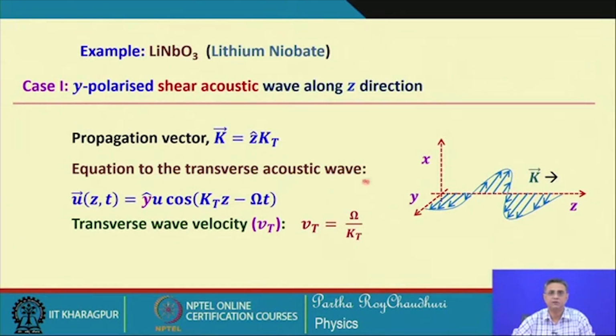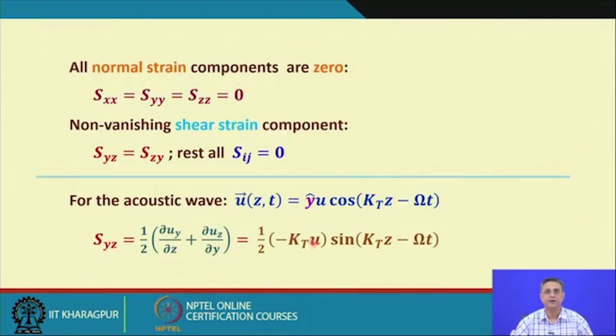So, the case that we are going to discuss is the y polarized acoustic wave that is travelling in the z direction, and the propagation vector for this acoustic wave will be represented by the z unit vector and k transverse along z. So, this is the magnitude. The equation of the transverse acoustic wave is given by this unit vector y into u, which represents that it is y polarized, and the transverse wave velocity is given by this. We have seen these cases earlier also, and by now it is very clear.